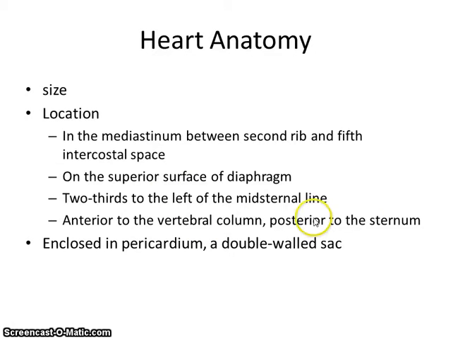In the front, you've got the sternum. In the back, you've got the vertebral column. And surrounding the heart, you've got the pericardium, this serous membrane with a fibrous portion on the outside to protect the heart, keep it in place, and reduce friction.